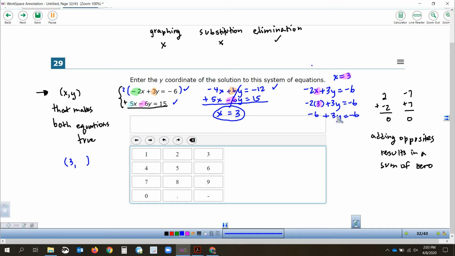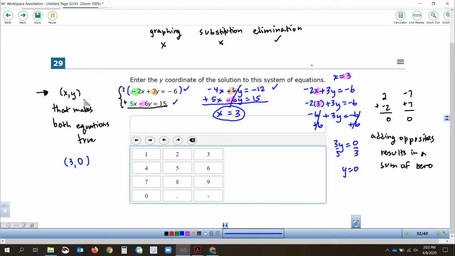I hope right now you're already seeing what y is going to be. But if not, I will add 6 to both sides. Those cancel and those cancel. And I get 3y equals 0. And when I divide by 3, I get y equals 0. So (3, 0) is the value of x and y that make both equations true.